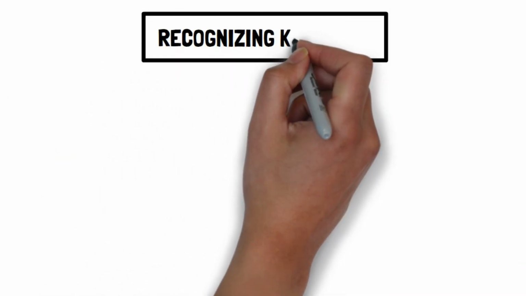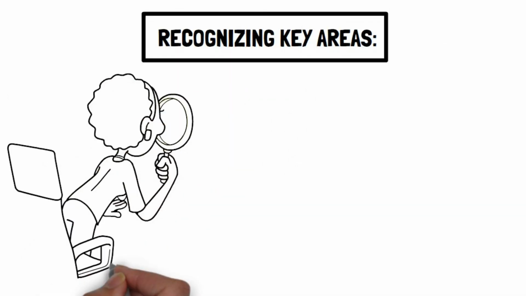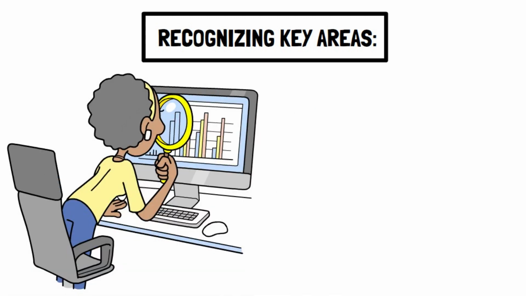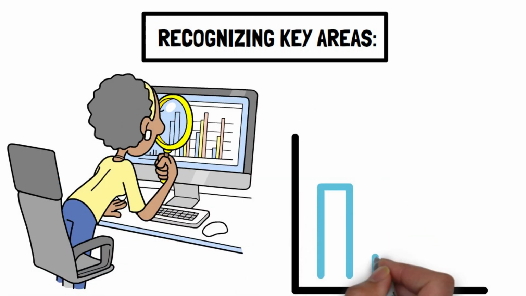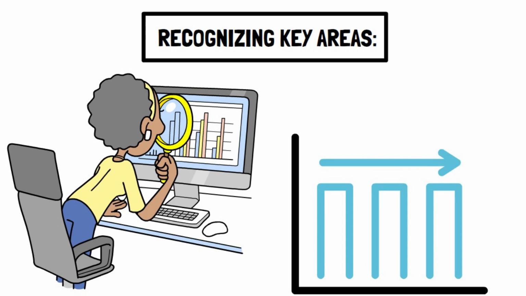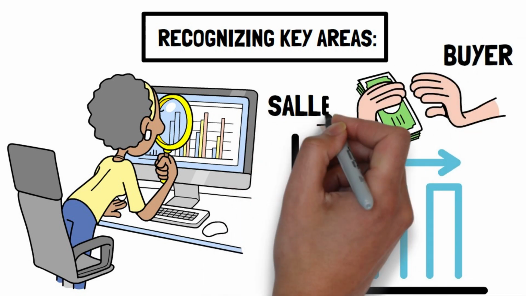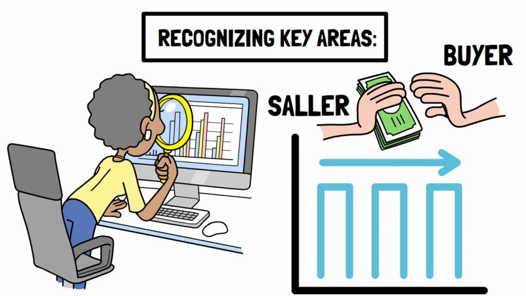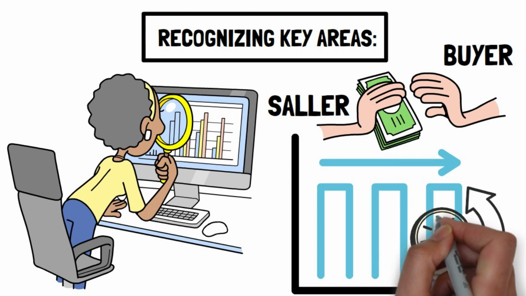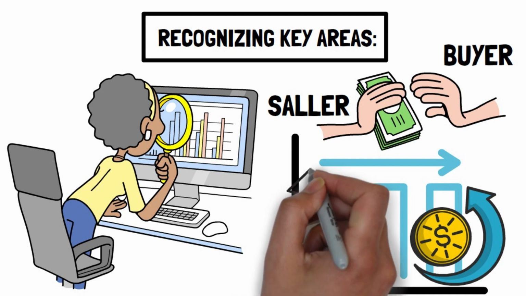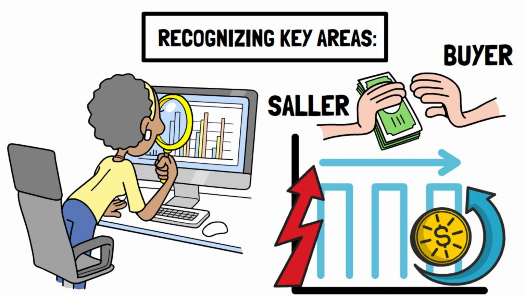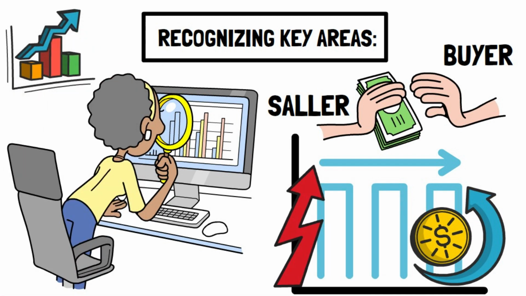3. Recognizing key areas. Through a thorough analysis of historical data, it becomes evident that specific price levels consistently trigger drastic reversals, suggesting strong interest from both buyers and sellers. The prediction is that if the price returns to these key areas in the future, there's a heightened probability of a reversal, presenting potential trade opportunities.